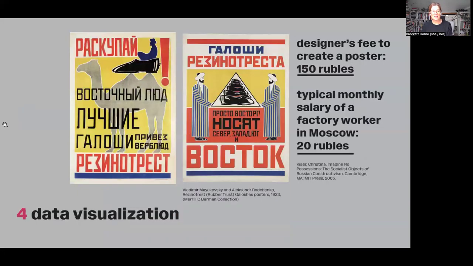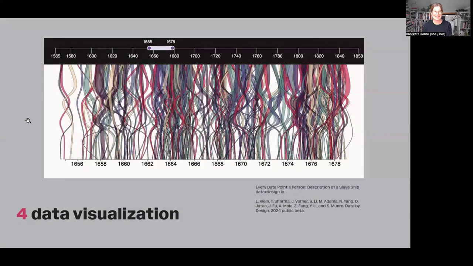Christina Kiaer examines the Soviet marketplace to understand constructivist design in the 1920s. She researched the fees charged by Mayakovsky and Rodchenko, who earned 150 rubles to design large posters. By comparison, the typical salary of a factory worker in Moscow was 20 rubles per month. Digital humanities projects like Data by Design, a project from the Emory Digital Humanities Lab led by Lauren Klein, Tanvi Sharma, and others, explore design narratives. In one section of this significant website, data about enslavement is rigorously researched and sensitively presented.